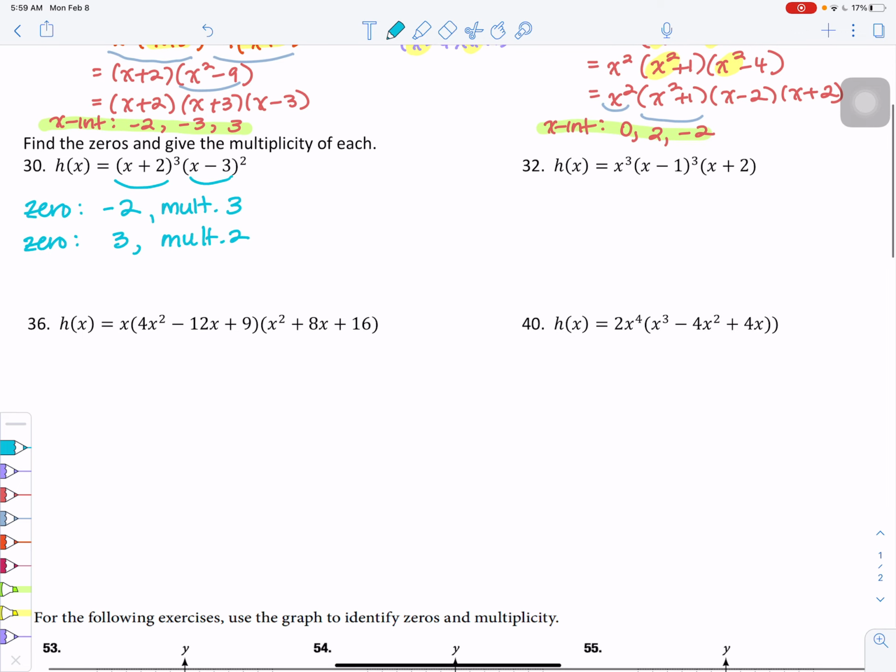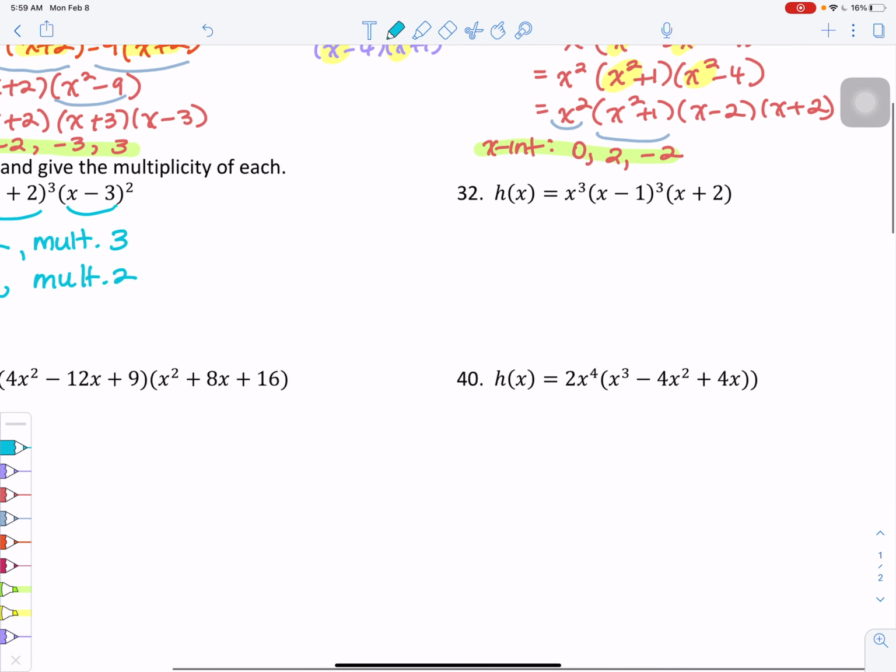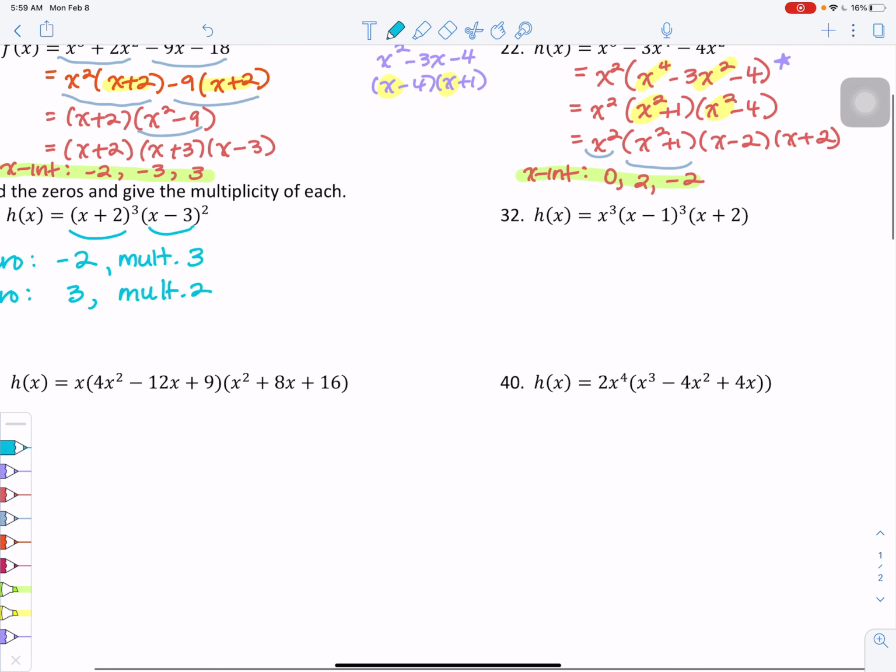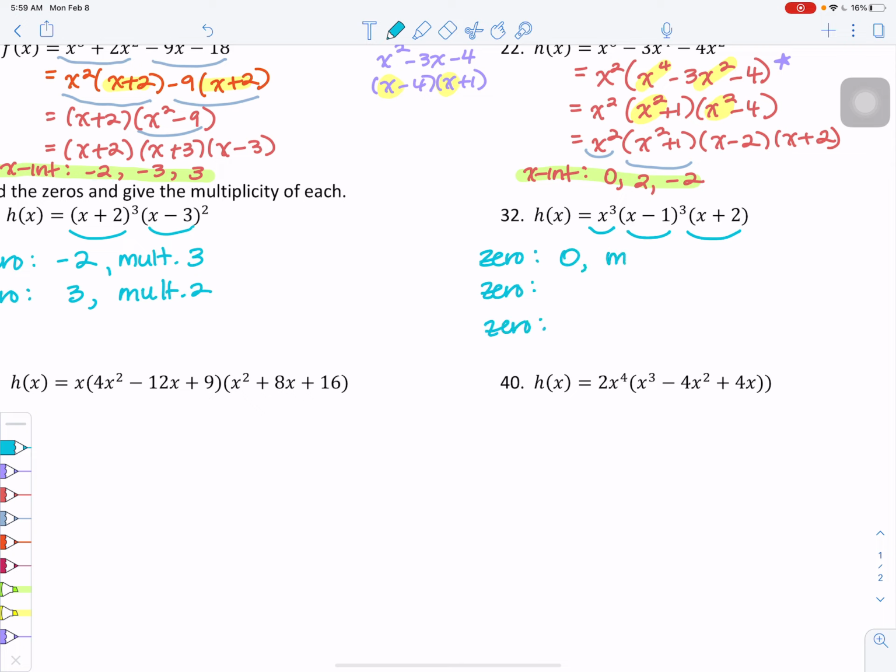Let's go ahead and look at number 32. Don't forget about these. X cubed would be a 0 of 0 with multiplicity 3. We have a 0 of 1 with multiplicity 3. And we have a 0 of negative 2 with multiplicity 1.